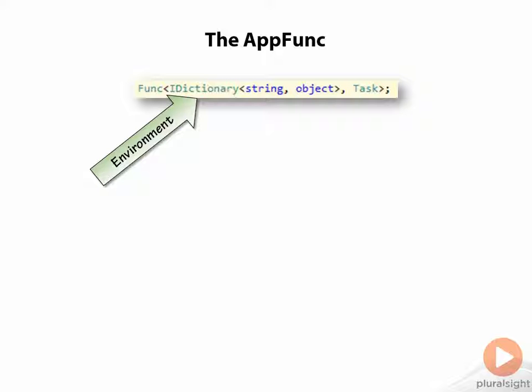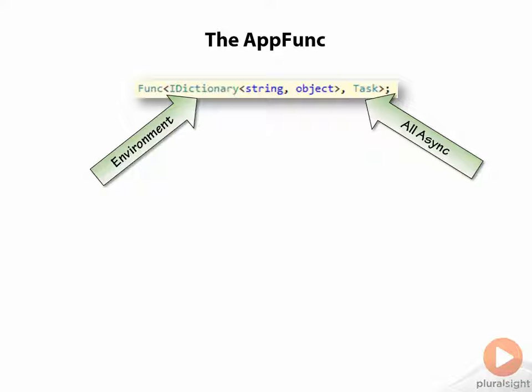And the app func always returns a task because modern web applications are async by default these days. The whole goal of being async is to keep the request processing threads as busy as possible. You process requests and you don't block or wait for operations to complete like database operations. If you want more details on async and await on the web, I have a module dedicated to that topic in my ASP.NET MVC4 Fundamentals course.